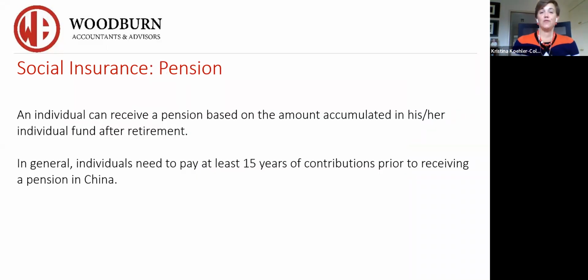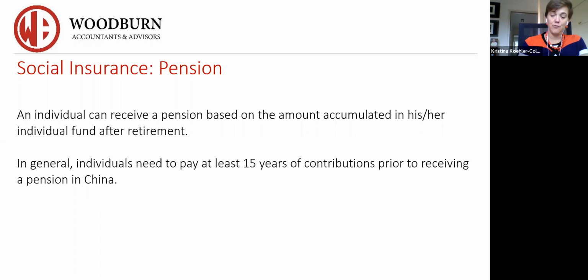So let's go through each of the social insurances so you also have an understanding of what they mean. So let's start off with pension. Now, an individual can receive a pension based on the amount accumulated in his or her individual fund after retirement. In general, individuals need to pay at least 15 years of contributions prior to receiving a pension in China.